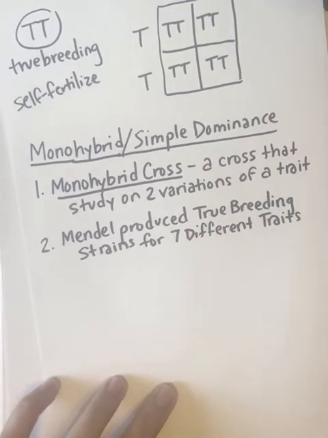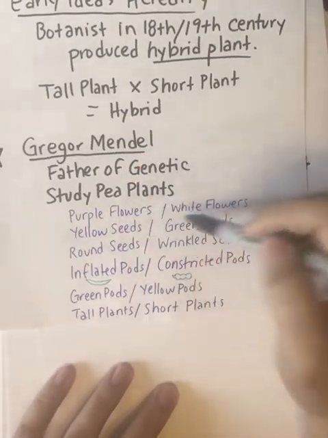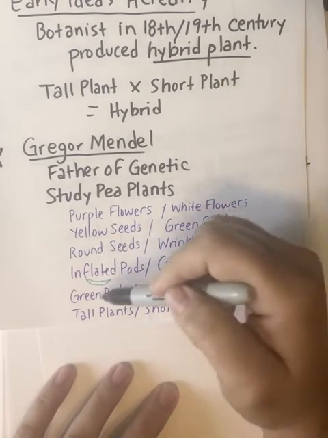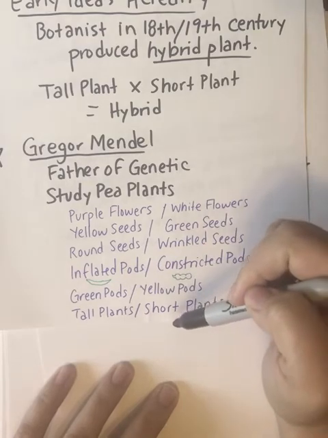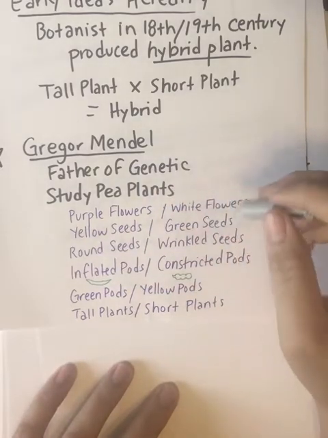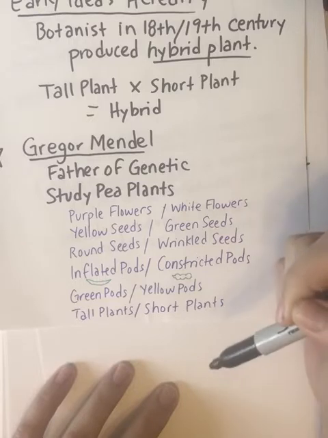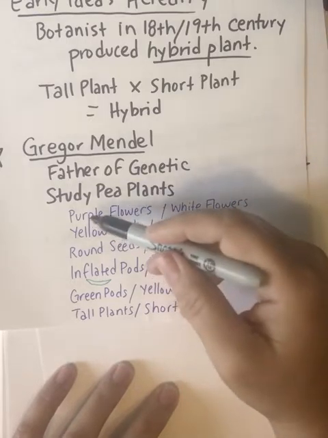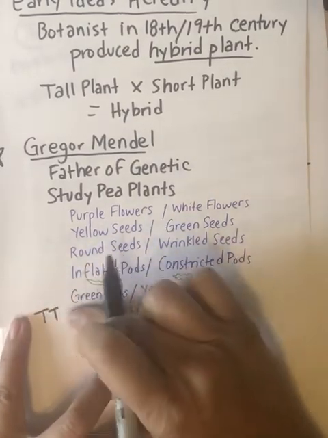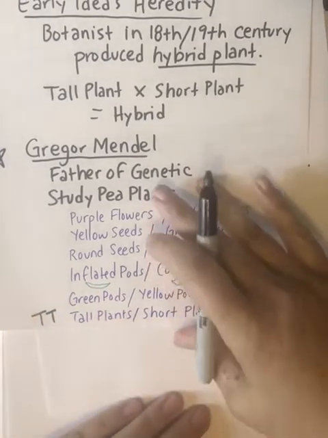So those 7 different traits that we talked about, this is only 6 of them, would be flower color, seed shape, pod shape, color of pods, tall plants versus short plants. Another one is flower position, which I'm not going to go into. Basically, he made true breeding plants for each one of these. So you could designate letters to represent each of these. For example, we used tall, which I'm going to use, and short.